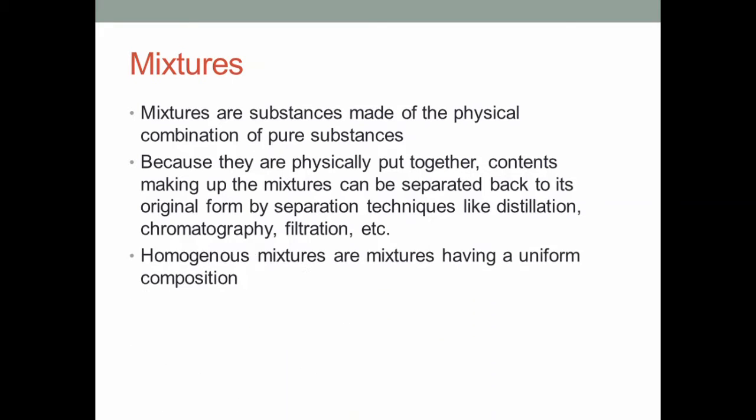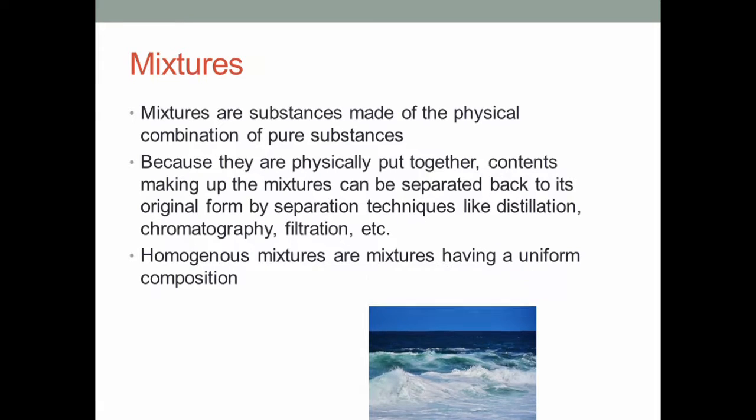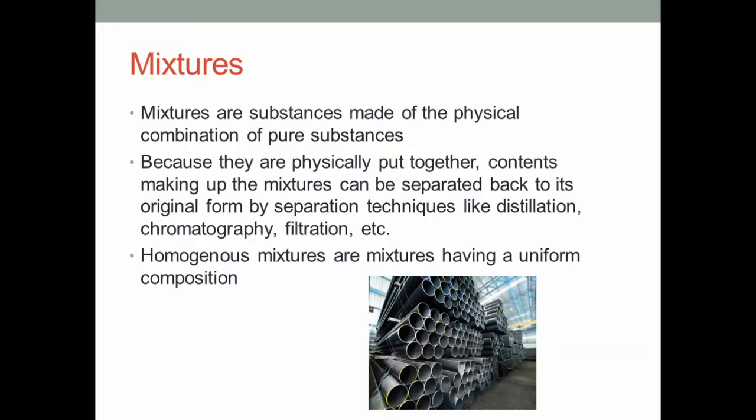They come in two types, homogeneous and heterogeneous. Homogeneous mixtures are mixtures having a uniform composition. In layman's terms, uniform composition means that all the stuff making up the mixture is distributed evenly. Let's take a look at some examples. For example, seawater is homogeneous. Also alloys, for example, this on the screen here is stainless steel. That's also a homogeneous mixture.